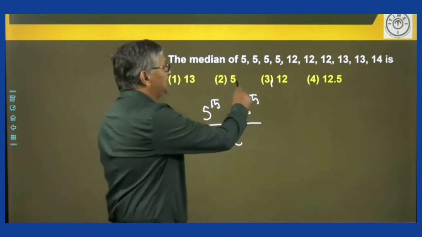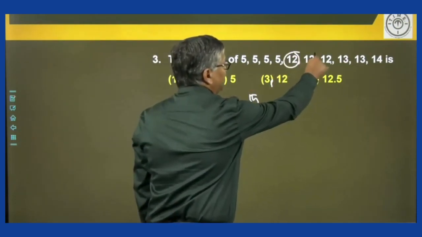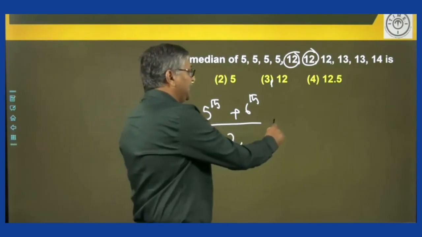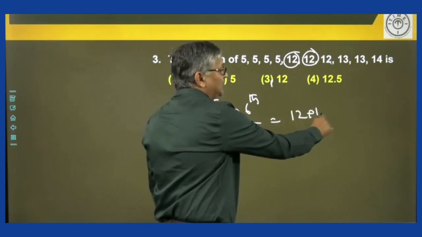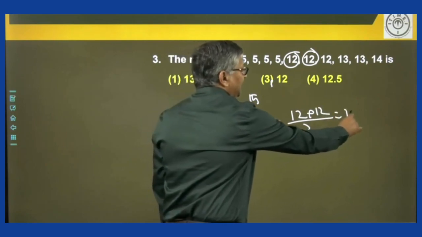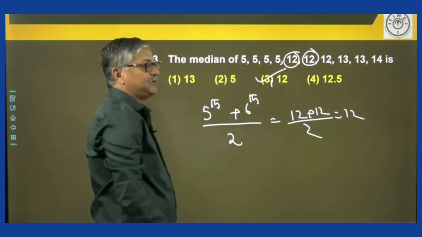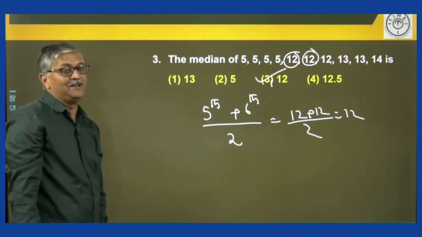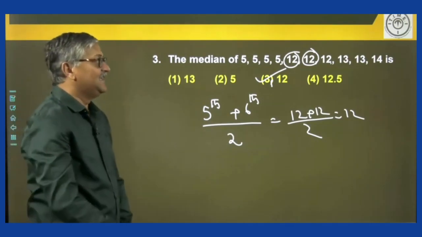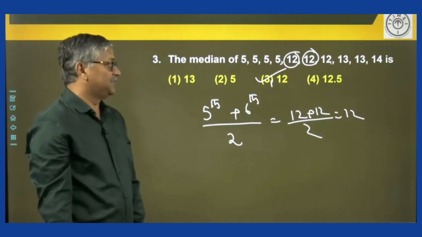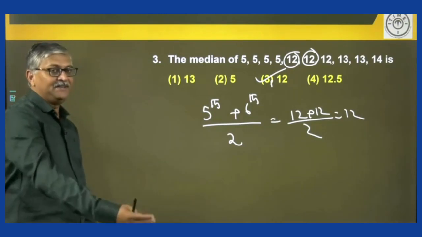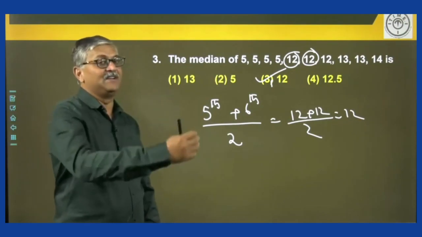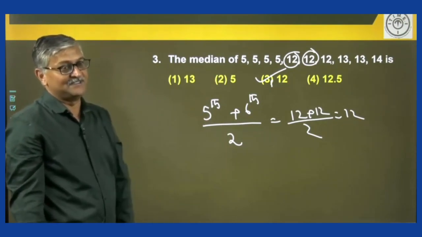What is the 5th observation here? 12 is the 5th observation, and the 6th observation is also 12. So what is the median? It is 12 plus 12 by 2, that is again 12. Suppose an odd number of observations is given, then there is only one middle term, and that is directly the median. So the median is very easy to calculate. We just have to arrange the given numbers in increasing order, and the middlemost observation is the median.